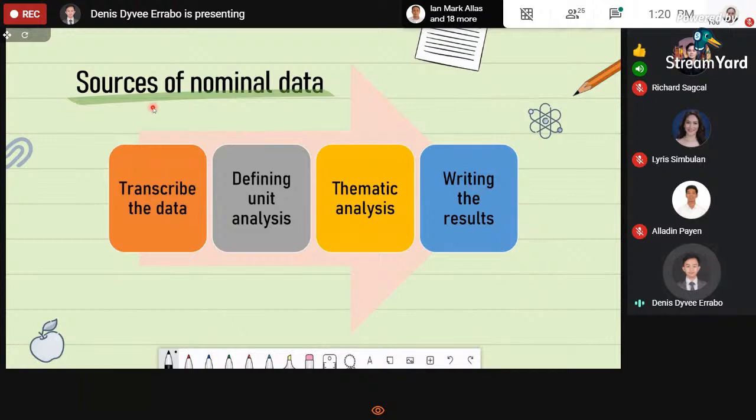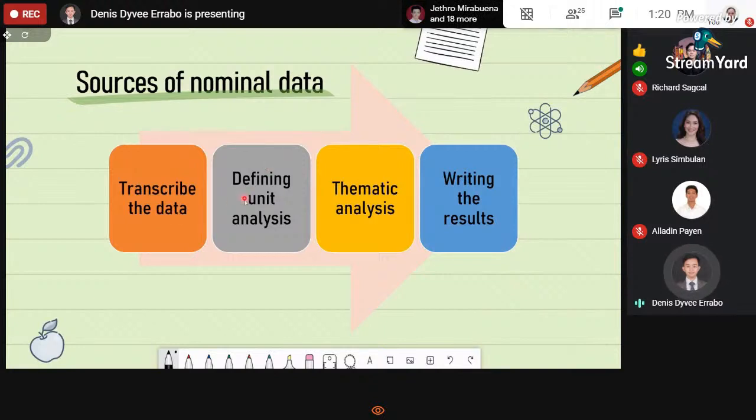So nominal data is typically analyzed through thematic analysis. And thematic analysis should be processed further in order to present information accurately and with validity and trustworthiness. So you transcribe the data at the beginning, and as I have said earlier, there are a lot of algorithms that can transcribe data, can capture the data.